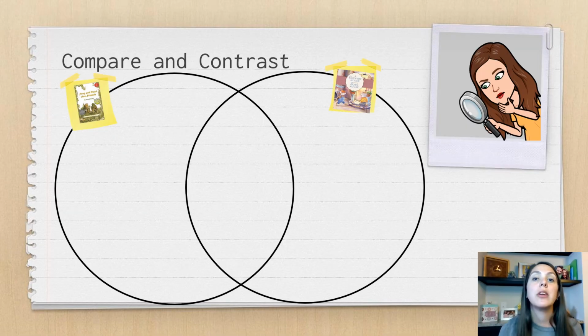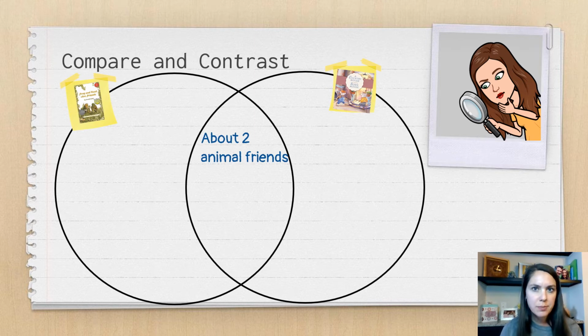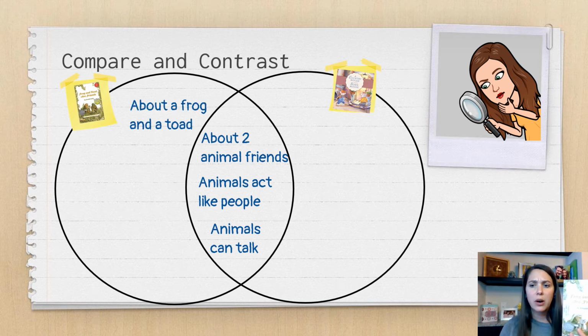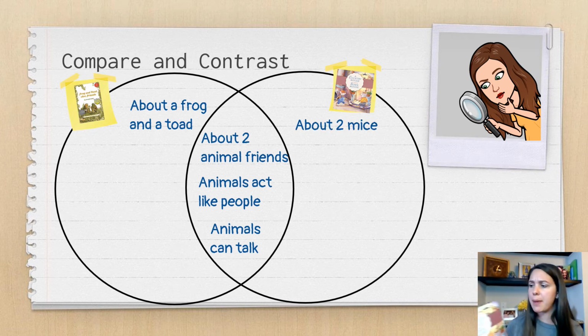So I'm going to start by looking at my two books and thinking, what's the same about them? Well, they're both about two animal friends. In both books, the animals act like people. And the animals can talk in both books. They are speaking characters. In Frog and Toad, though, it's about a frog and a toad, while in A Country Mouse and a Town Mouse, it's about two mice. That is definitely something that is different.